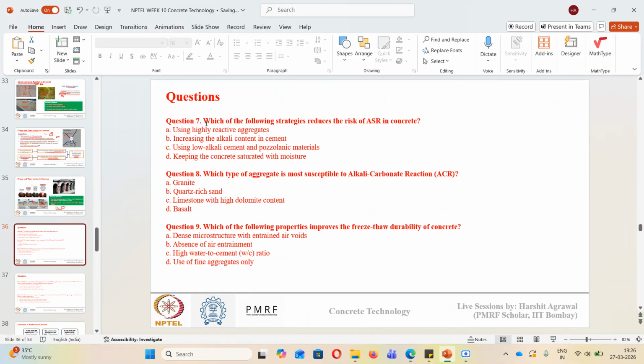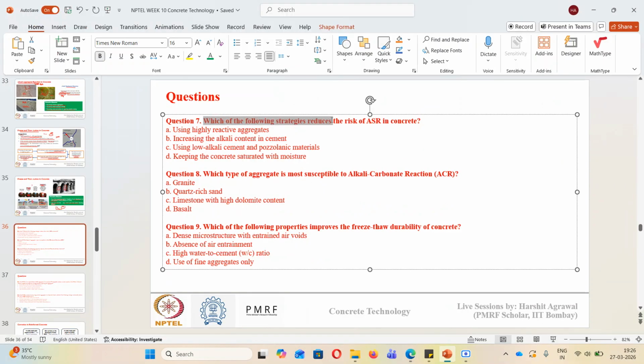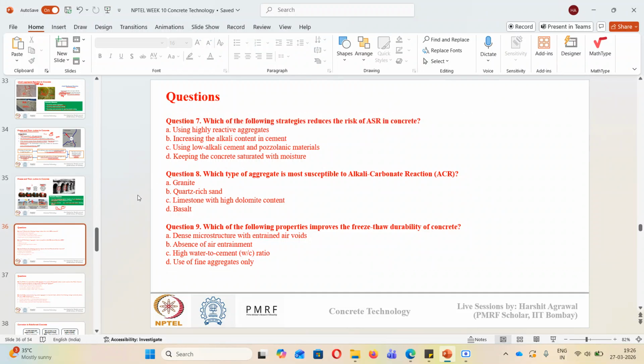Question number 7 says, which of the following strategies reduces the risk of alkali silica reaction in concrete? Okay, can anyone tell me? We have already discussed preventive measures. So based on those measures that we discussed, just think what the answer will be.